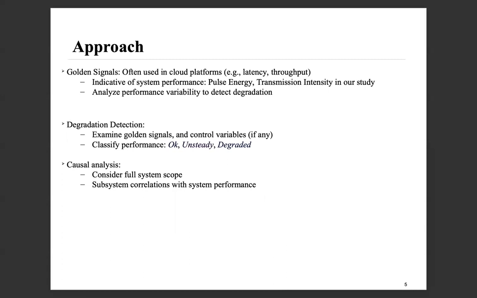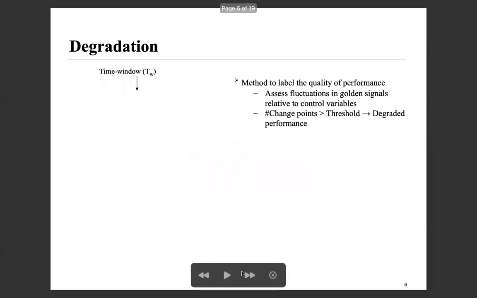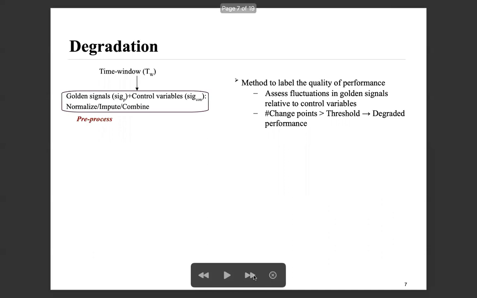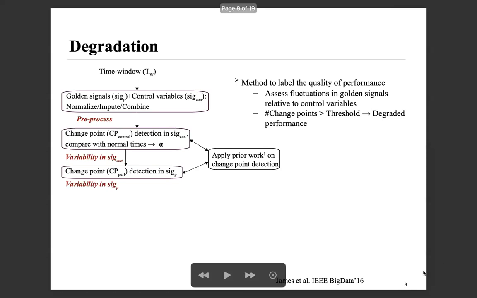Next, for an anomalous time window, we do a causal analysis considering the full system scope and also correlate subsystem signals with system performance. So first, we pre-process the identified golden signals and control variables for any given system. Next, we apply prior work on change point detection to find the number of change points in the time window for both the golden signals and the control variables. We come up with a threshold alpha by comparing the number of change points seen during normal times.